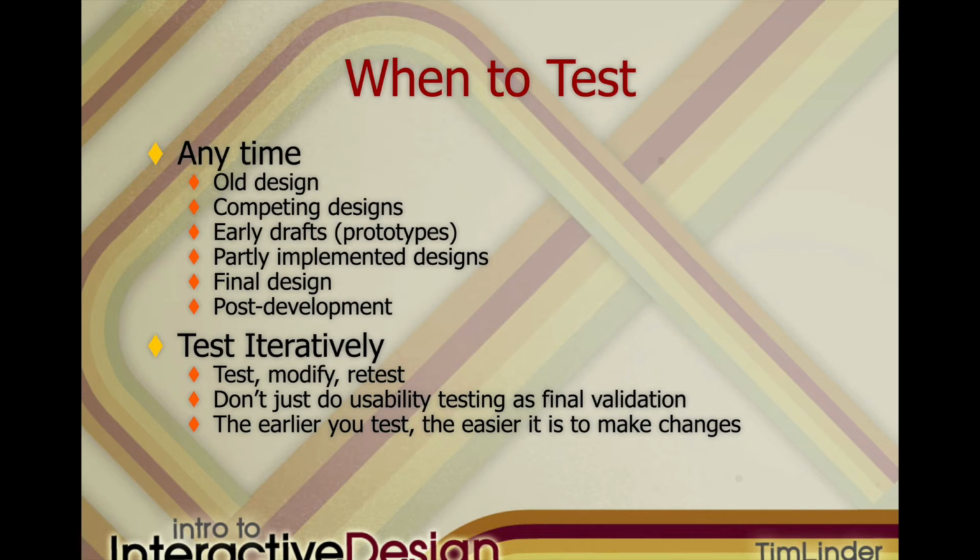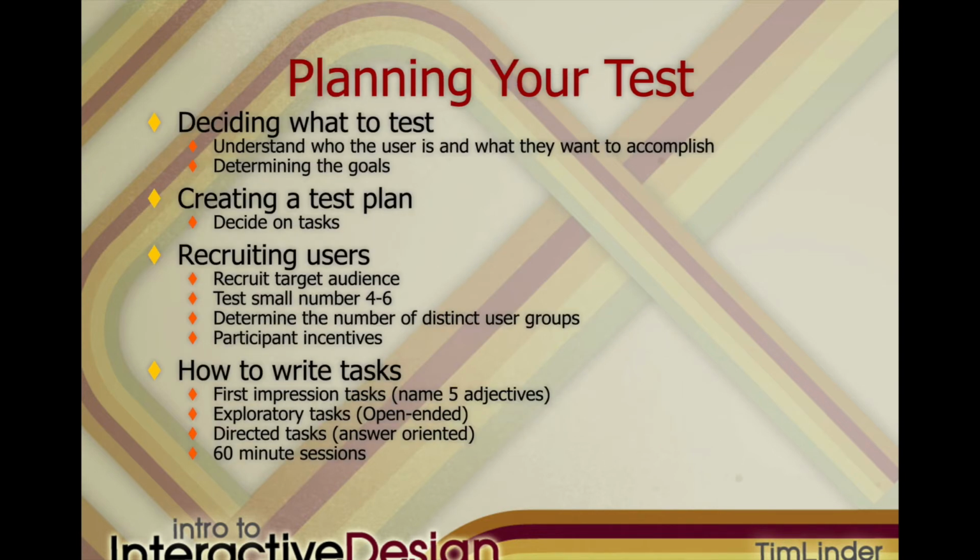And when you're doing this, you want to test iteratively. So you're going to test, modify, and then retest. So you're not just looking to do usability testing as the final validation. And the main reason for that is the earlier you test, the easier it is to make changes without a major investment. So when you're planning it, you're going to decide what to test.